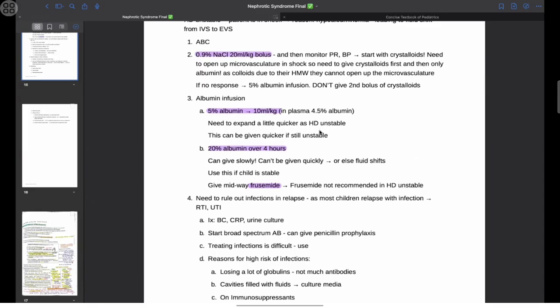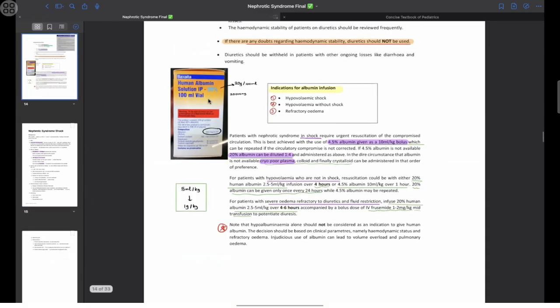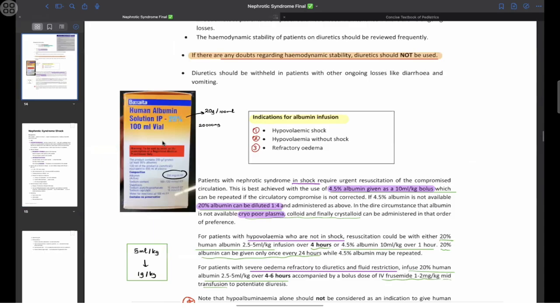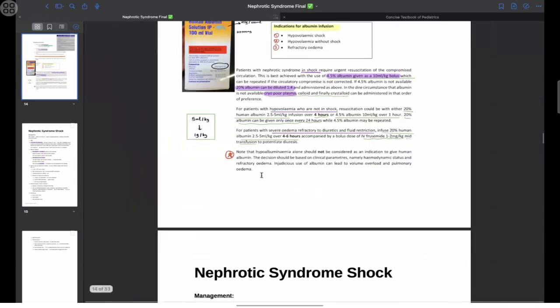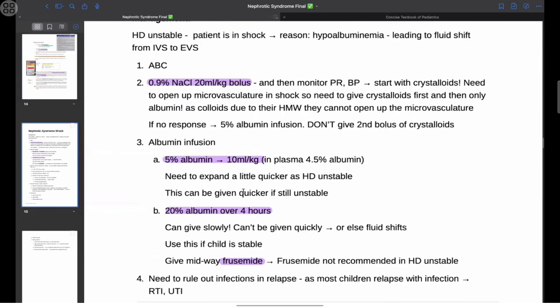If you have 5% albumin, you can give it, or else if there is no 5% albumin, you need to know how to prepare it, calculate it and see in the ward, because they usually have 20% albumin now. This is the one that they usually have in the ward, which is 20%. So just know how to convert this 20% into 5% albumin, and how much saline you need to add to dilute it.